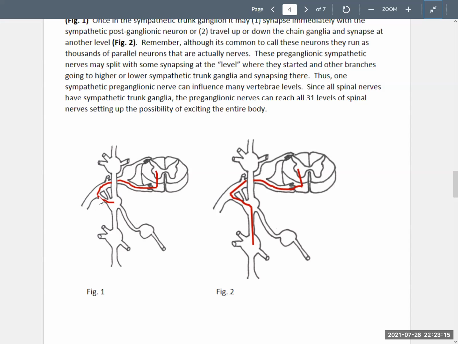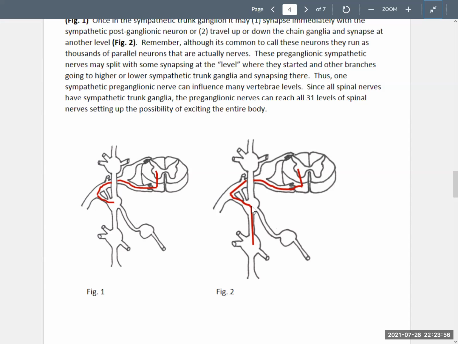Okay, how do we know it's sympathetic? One, it's got a white ramus. Only the thoracolumbar vertebra have the white ramus, and the thoracolumbar vertebra constitute the thoracolumbar system or the sympathetic nervous system. So since there's one of these here, then this is going to be a preganglionic sympathetic neuron, comes into the ganglion.